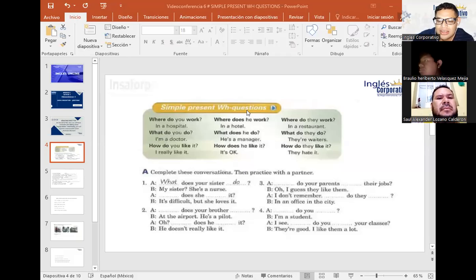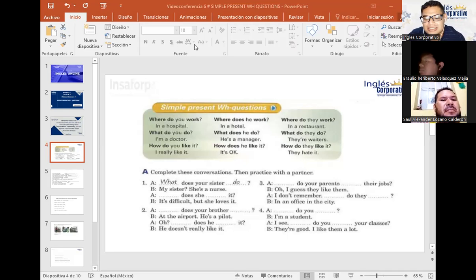And also we have the next question. Where does he work? Cuando nos referimos a terceras personas. Look at the example. Okay, so you saw the examples here, like where does he work? In a hotel, right? Where does he work? ¿Dónde trabaja él? Where does he work?